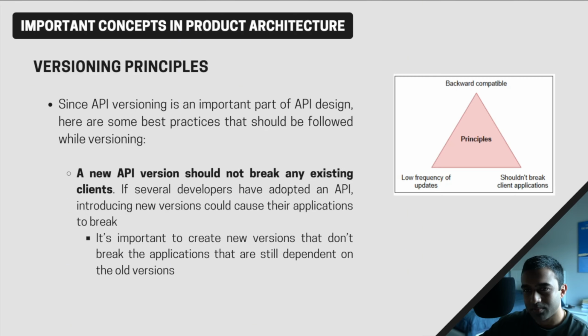So, versioning principles. Since API versioning is an important part of API design, here are some best practices that should be followed while versioning. So a new API version should not break any existing clients. So if several developers have adopted an API, introducing new versions could cause their applications to break. It's important to create new versions that don't break the applications that are still dependent on the old versions.